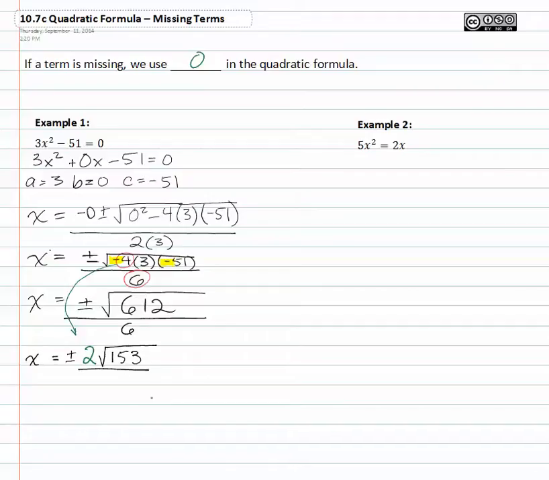all over 6. Notice that 6 is the same as 2 times 3, so there is a common factor of 2 that we can reduce out.